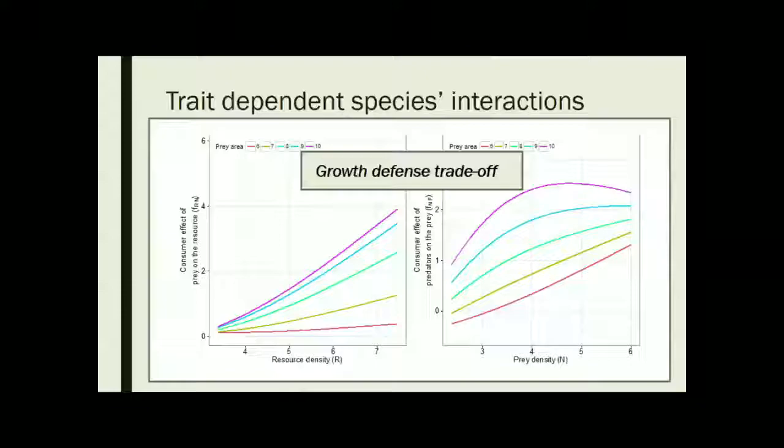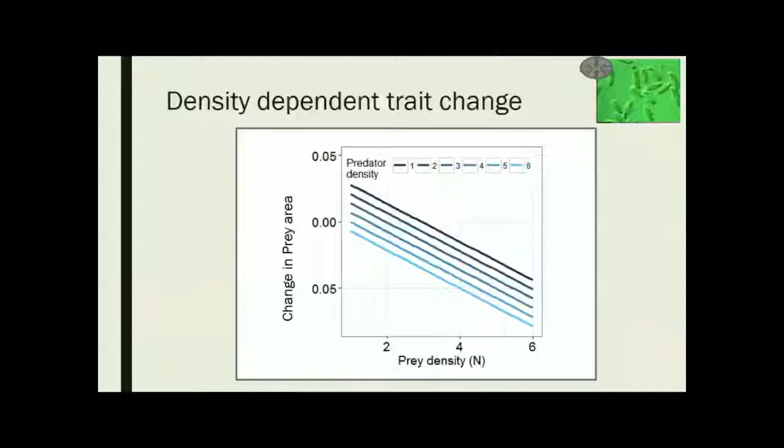And so we want to know, how is this change in prey area driven by changes in the composition of the community? On the left-hand side here, we see the change in the prey area. And on the y-axis, we have the prey density. And this shows that with an increase in competitor density, so the prey themselves, this drives a reduction in body size. So there's a competition-related reduction in body size.